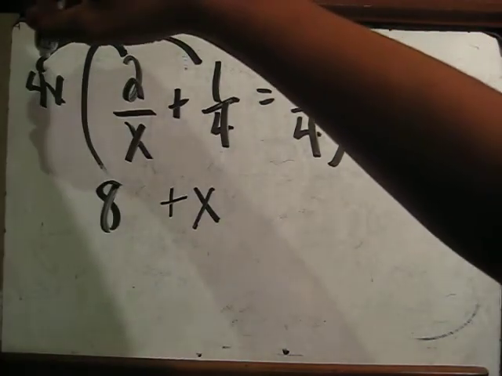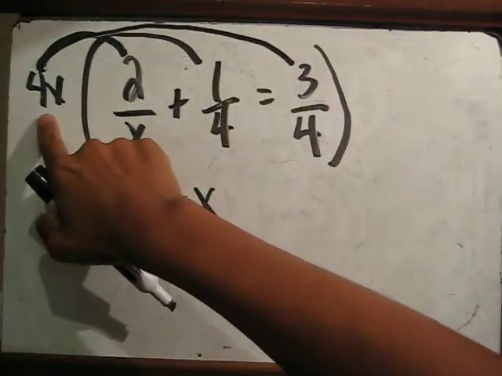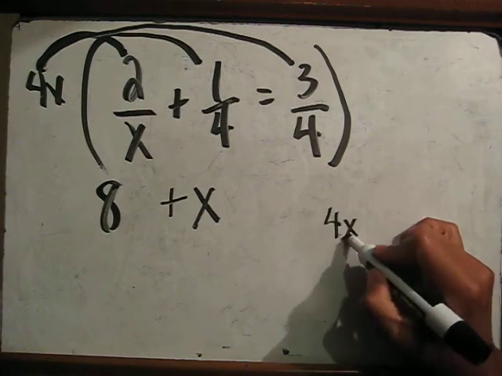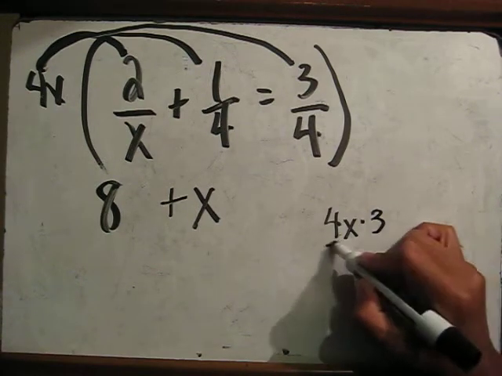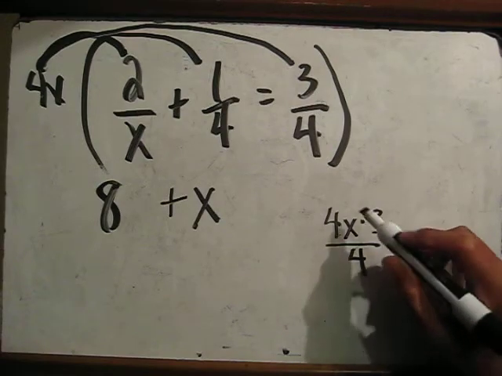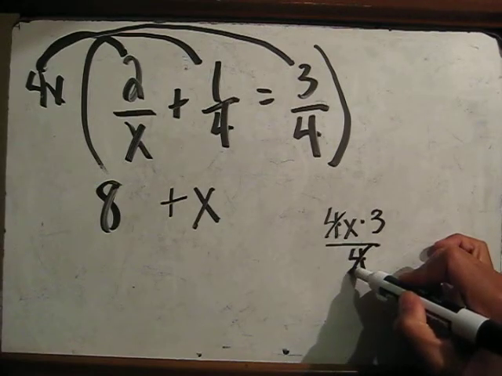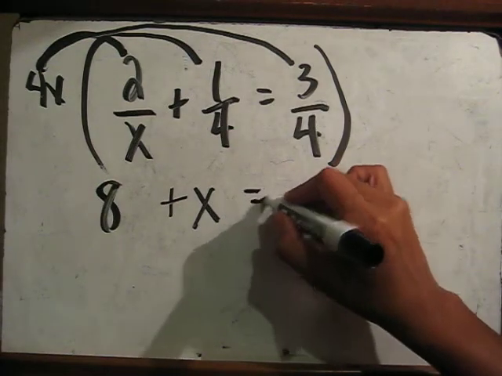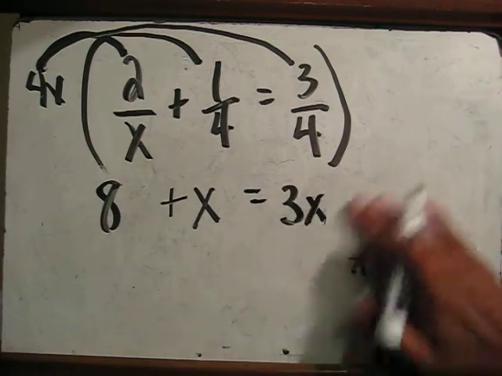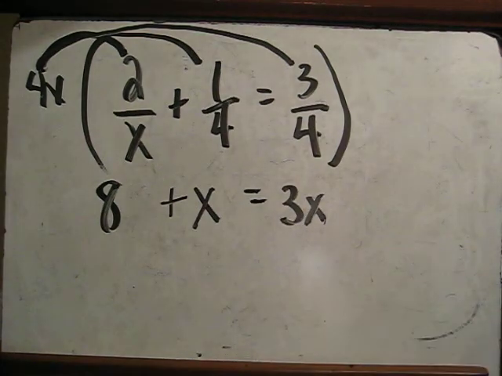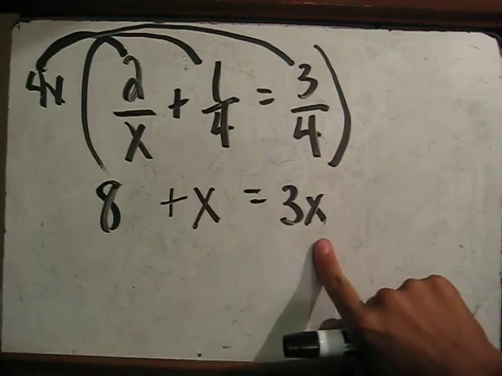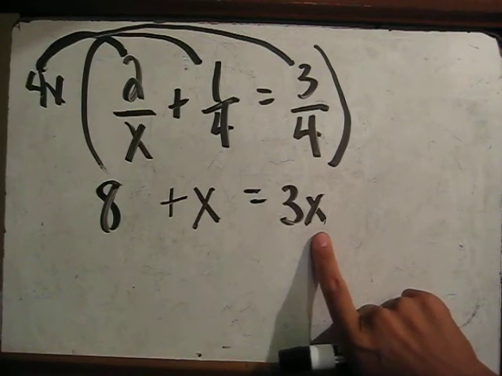Okay, and then we're going to distribute this 4x times 3/4. So it looks like this: 4x times 3 over 4. Now these 4's cancel out. So now we have just x times 3, so that becomes 3x. So equals 3x. Okay, so here's our new equation. 8 plus x equals 3x.